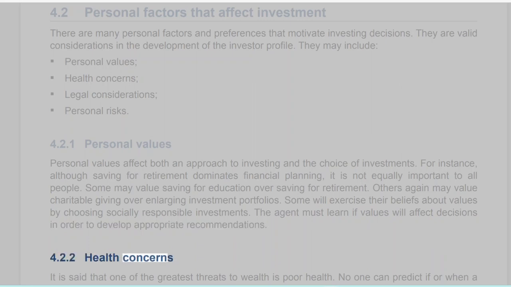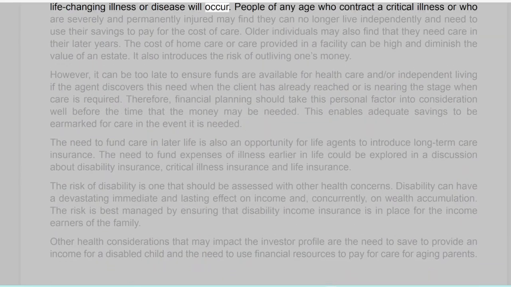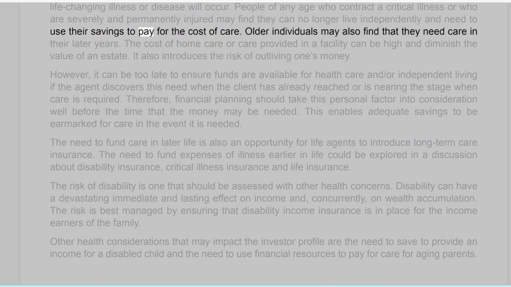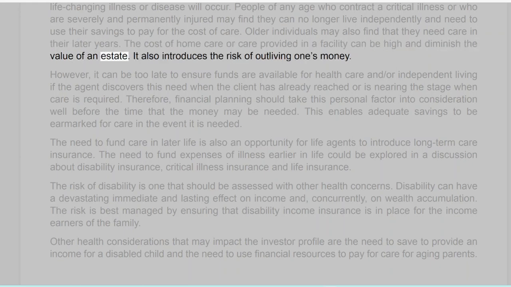4.2.2 Health concerns. It is said that one of the greatest threats to wealth is poor health. No one can predict if or when a life-changing illness or disease will occur. People of any age who contract a critical illness or who are severely and permanently injured may find they can no longer live independently and need to use their savings to pay for the cost of care. Older individuals may also find that they need care in their later years. The cost of home care or care provided in a facility can be high and diminish the value of an estate. It also introduces the risk of outliving one's money.